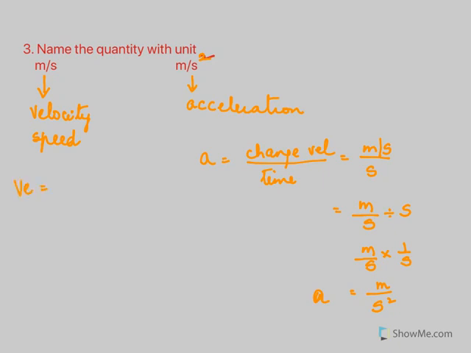And we know velocity is displacement over time. Displacement is meter and time is second. So velocity is meter per second. Same thing for speed. The formula for speed is distance over time. Distance is meter, time is second, so the unit is meter per second.